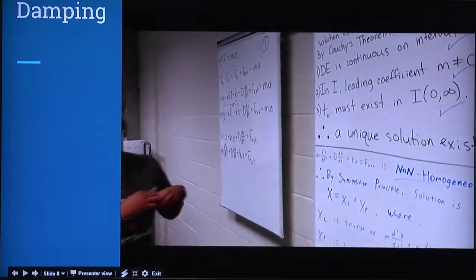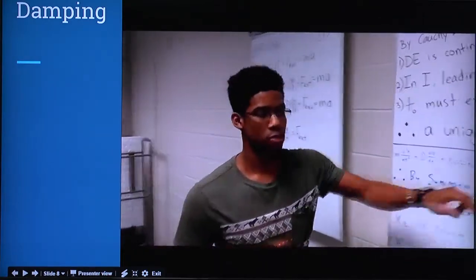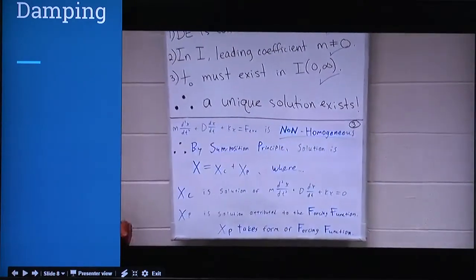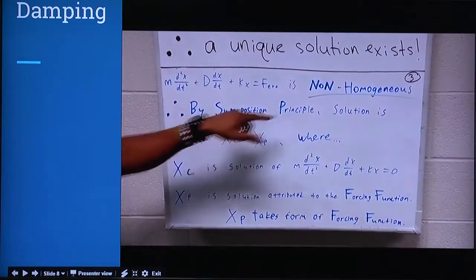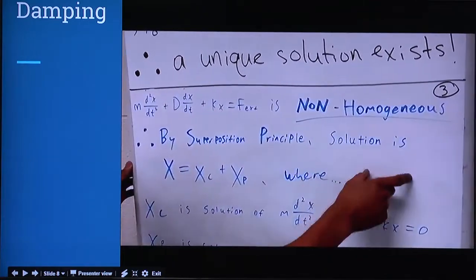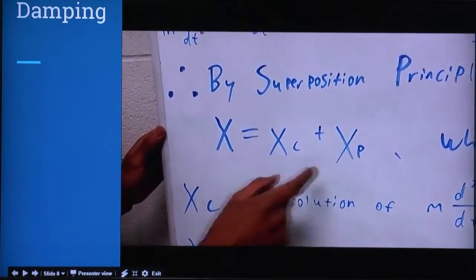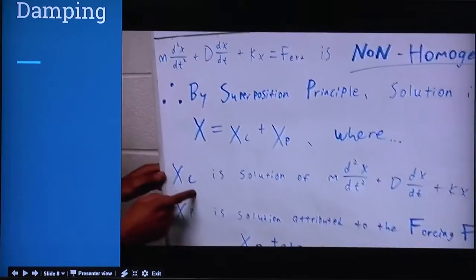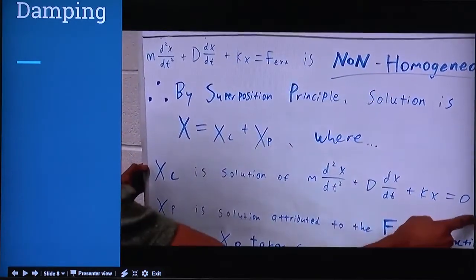Now that we know a solution exists, what is our solution? Well, our differential equation is non-homogeneous. With that being said, non-homogeneous differential equations with constant coefficients, we can utilize the superposition principle. What is the superposition principle? Superposition principle is saying that our solution is going to be a sum of two components, our complementary solution and our particular solution. Our complementary solution is just the solution of our differential equation without the outside forces.